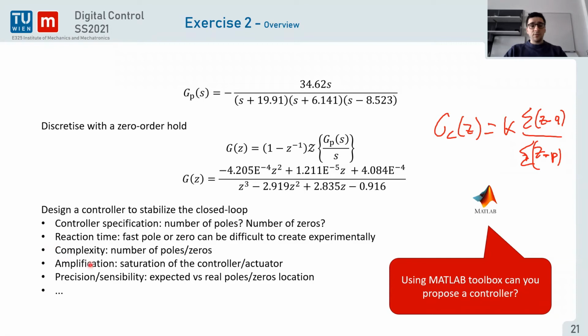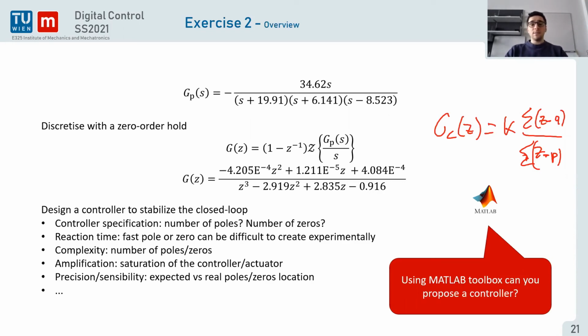You want to have a system that is not too complex, so you don't want to have 1,000 zeros and 1,000 poles. You can also have some problem with saturation of the controller, so you don't want to have a really fast controller, for example, or you don't want to have ringing, so the controller is smoothly actuating the system. You can have also precision sensibility, so if one pole of the controller is really close to one zero of the controller, then it can be quite difficult to match exactly this behavior in real life. And you can have a bunch of other specifications.